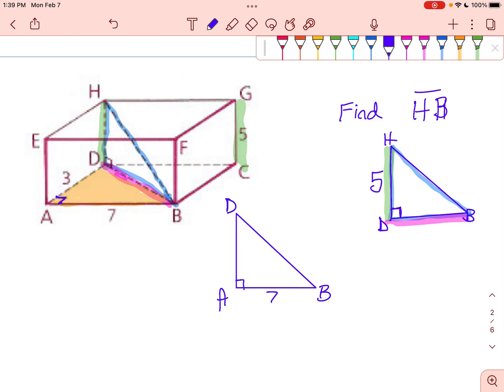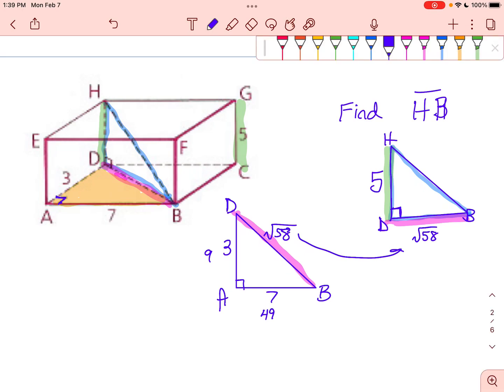I know from A to B is 7, and from D to A is 3. So this is not a triple, but we can do Pythagorean's theorem. So 3 squared plus 7 squared is equal to DB squared. So add those together, you get 58. And so therefore this is the square root of 58. I just like to kind of go through fast with this. So we have DB to be the square root of 58. Now once again, this DB is the same as this DB, so I can put this in as the square root of 58. And now to find HB, I have 2 sides, and I can use Pythagorean's theorem again.